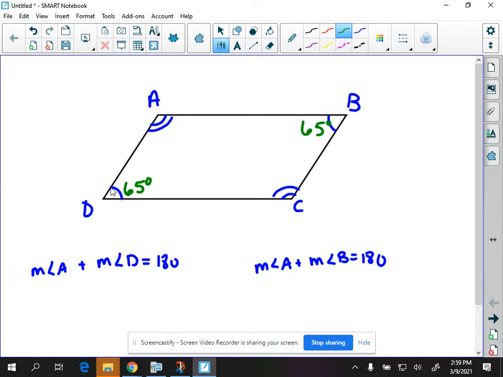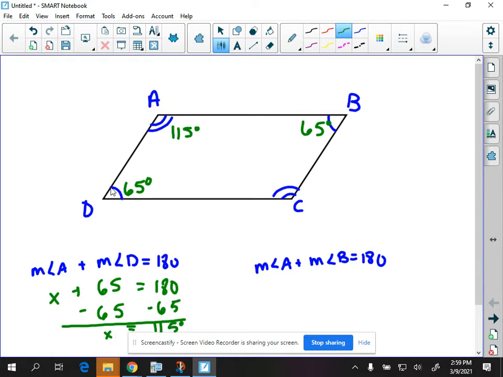But to figure out what they are, I know that angle A plus D has to equal 180 degrees. So if I don't know how big angle A is, I'm going to just call that X. I do know that angle D is 65 degrees, and these have to add together to be 180. So I would subtract 65 degrees off of both sides, and then I would find that the measure of angle A has to be 115 degrees. All right, so this angle is 115 degrees, which means angle C is also 115 degrees.